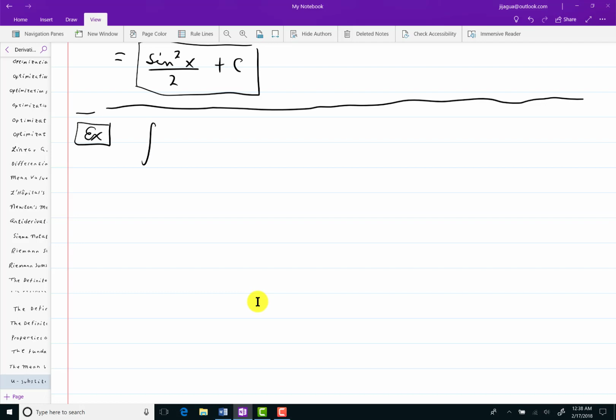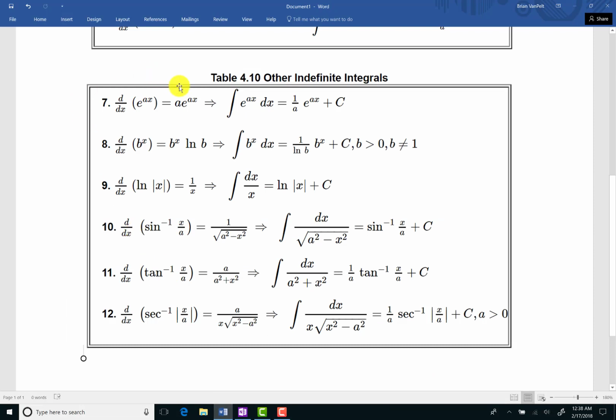integral of e to the 3x plus 1 dx. Now there's two ways I can think of doing it. Before I do the u substitution, if I go back to the table of integrals, I see that this one right here deals with stuff of that nature. It has an ax, but I have 3x plus 1, so I have an ax plus b situation going on there.